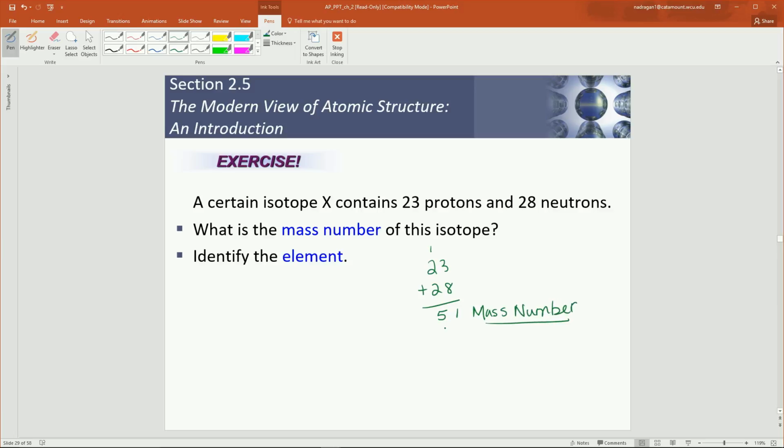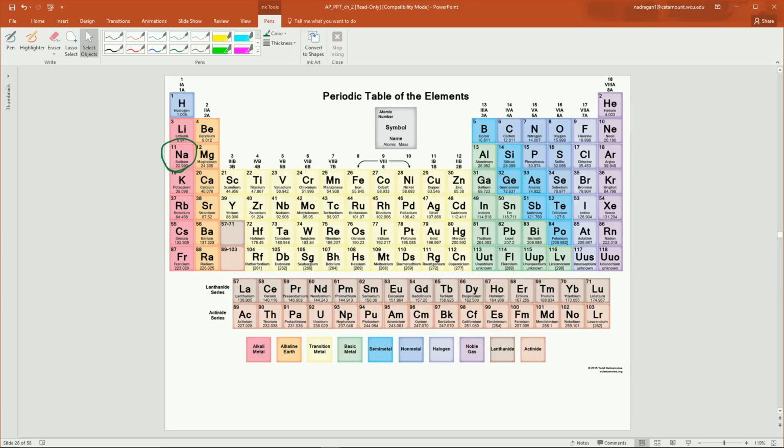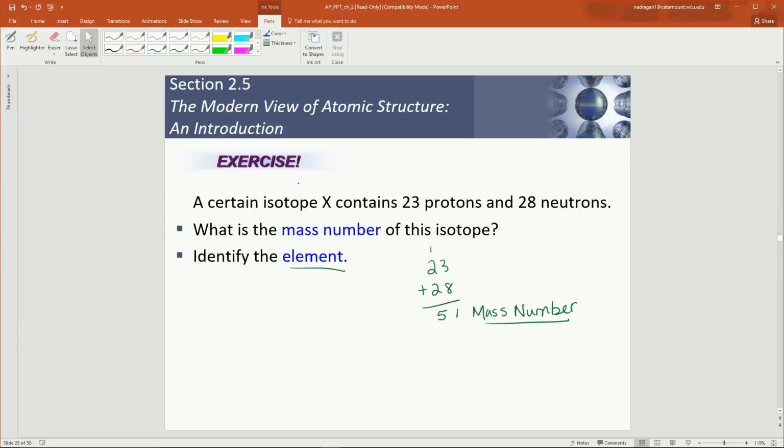Okay, so now we can use our mass number in order to figure out what our element is. Let's go back to our periodic table and look at our masses. The closest mass number to 51 is 50.942 and the element is vanadium. So the mass number was 51 and the element is vanadium.